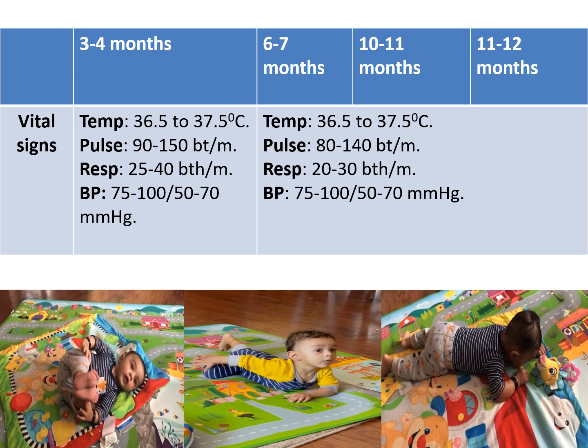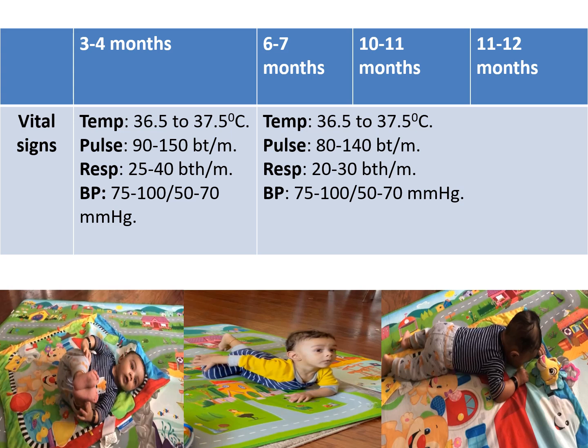We will be starting with the vital signs. There is no formula for finding the vital signs in this age group, so you have to learn it. The temperature is same for all age groups. So temperature is 36.5 to 37.5 degrees Celsius. The pulse rate is slightly increased in 3 to 4 months and it reduces as the child ages. So from 90 to 150, it is moving to 80 to 140 beats per minute.